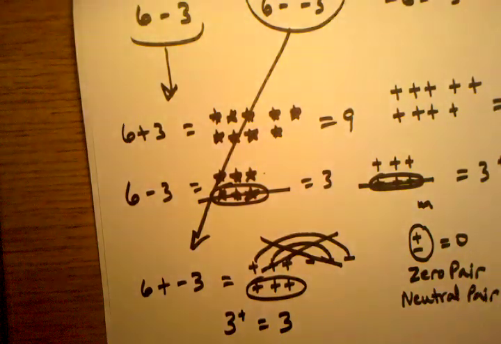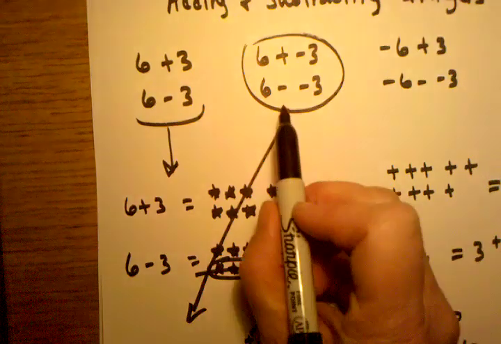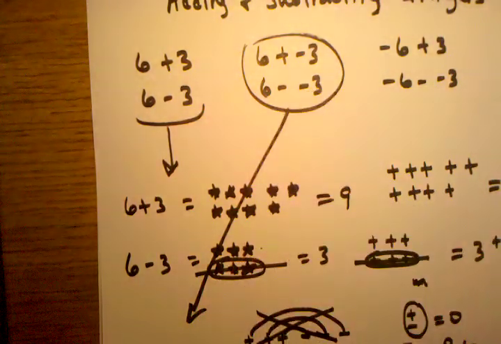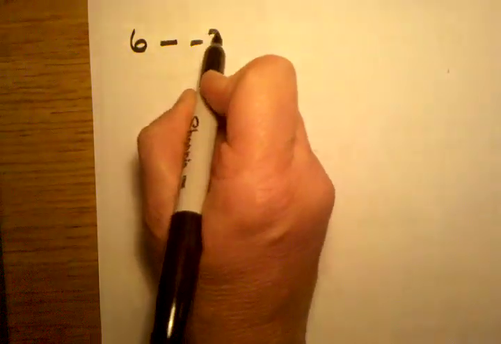So now let's take that same way of thinking about subtracting and adding, and do it with the second one in this set, which is 6 minus a negative 3. And I'm going to have to change pages to do this. So let's do 6 minus a negative 3.